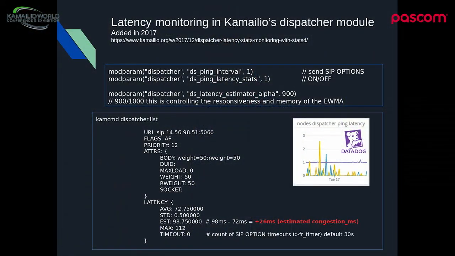Now you can monitor your gateways by setting the SIP OPTIONS ping, which is an old feature. And then you need to activate DS ping latency stats. At this point, the dispatcher will start to compute the statistics every time it receives an answer to a SIP OPTIONS, or if it's timing out. And then, in the latency section at the bottom, you see that there is the average, which is since the server started, or since the dispatcher was reloaded.